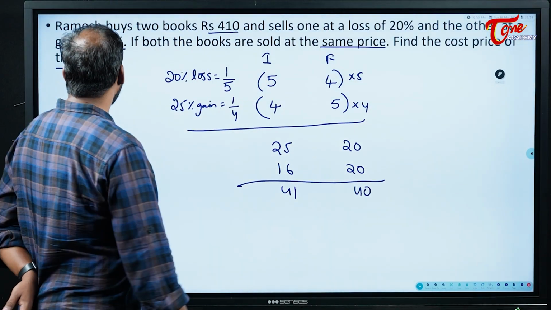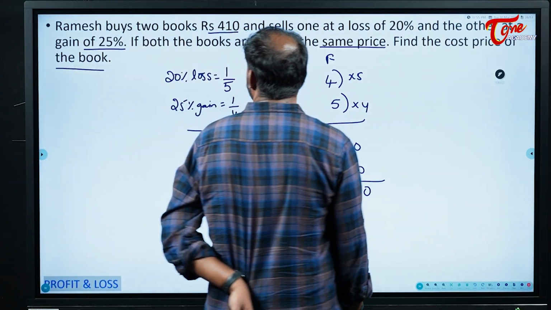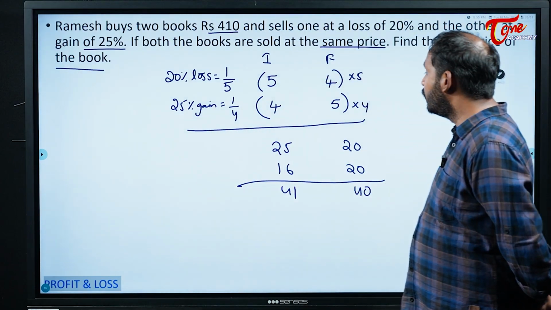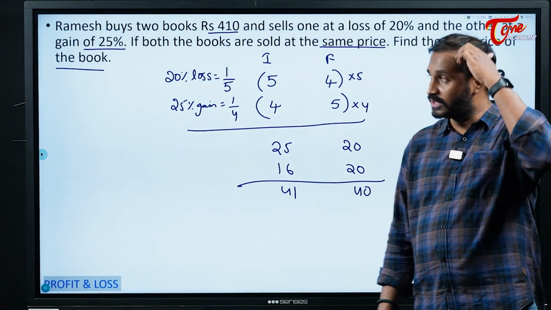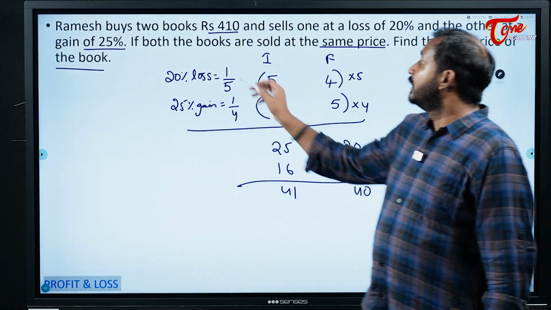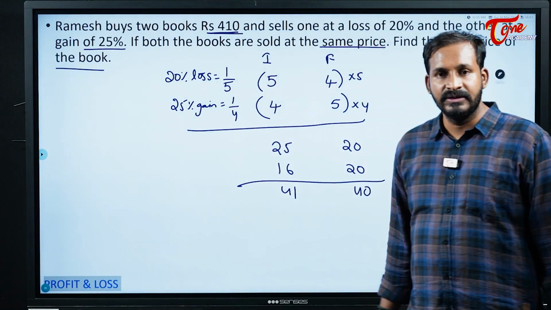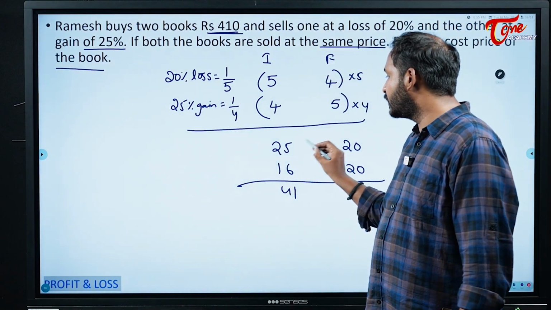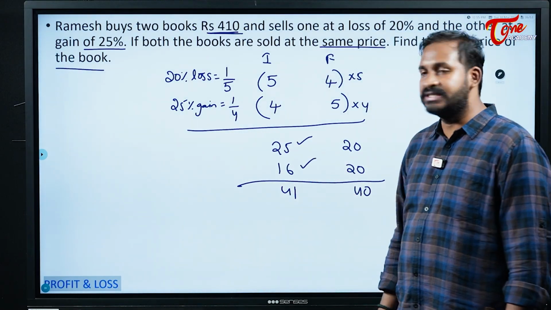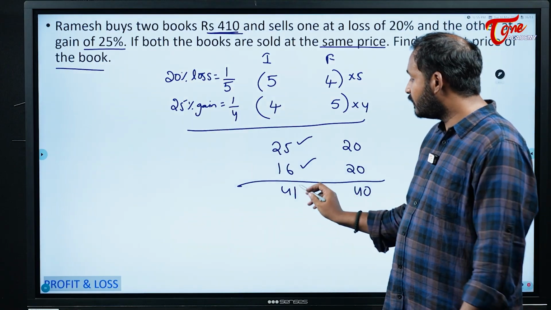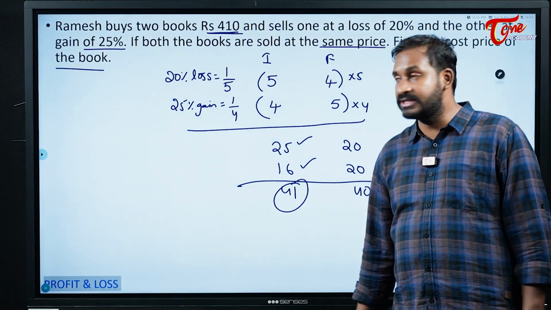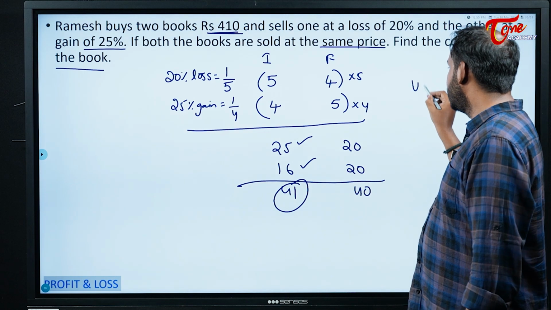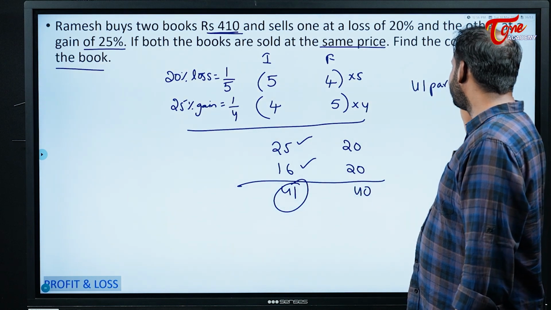Right, now see here, cost price of the book. Okay, now I need to find the cost price of both the books. Now see here, he buys both the books for what price? 410 rupees. That means one book is 25 parts and the other book is 16 parts. Overall, what we came to know, 41 parts is equal to what? 410 rupees. 41 parts is equal to 410 rupees.